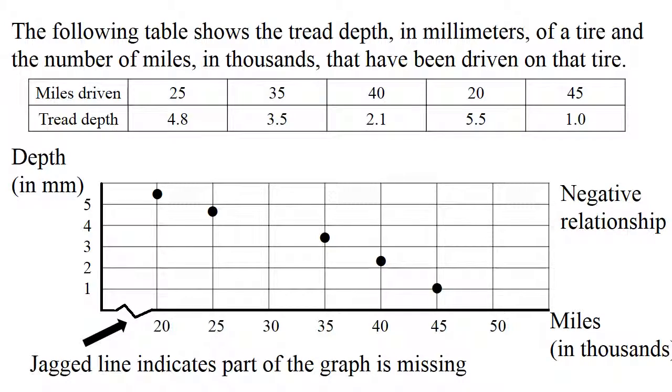Something that wouldn't have any kind of relationship would either just be totally scattered around, no trend going up or down, or maybe there's a trend but it's going just like a horizontal line, just flat. And in that case, that would be no relationship either. One of the values isn't changing while the other one is.